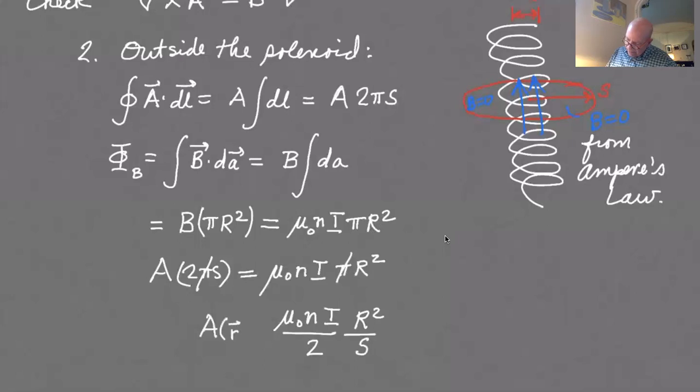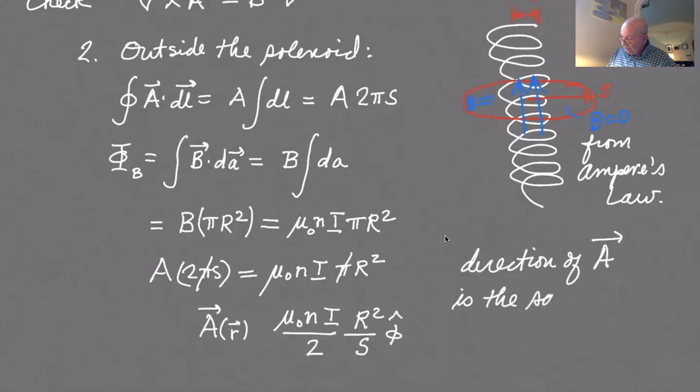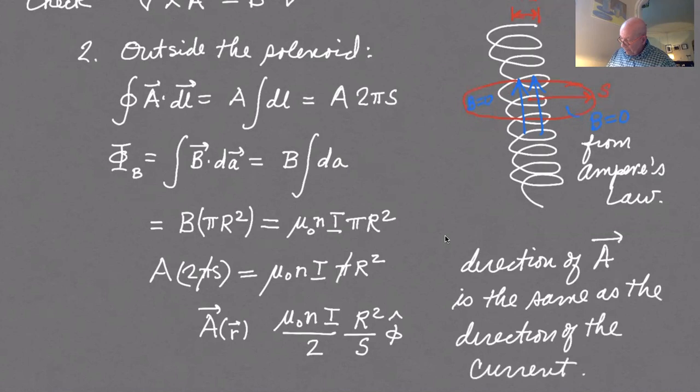And if we look at the vector designation for this, then that's also going to be a phi caret. And what you're beginning to at least appreciate is that the direction of the magnetic vector potential is the same as the direction of the current, okay? And that's invariably true, all right?